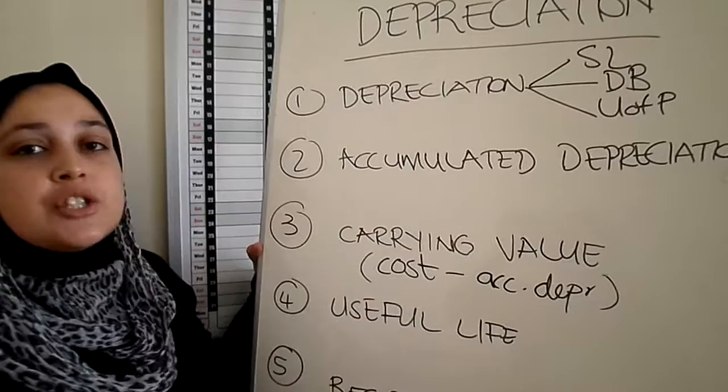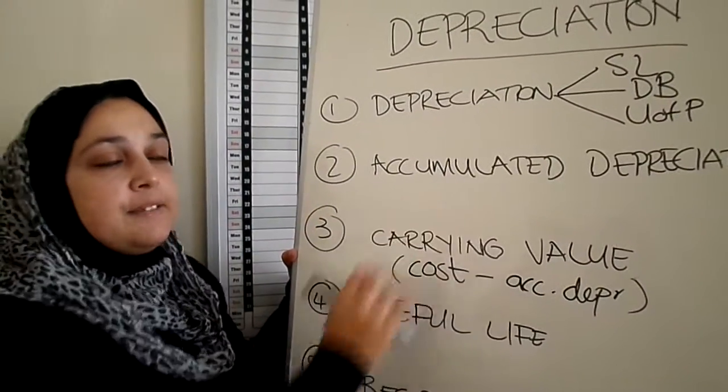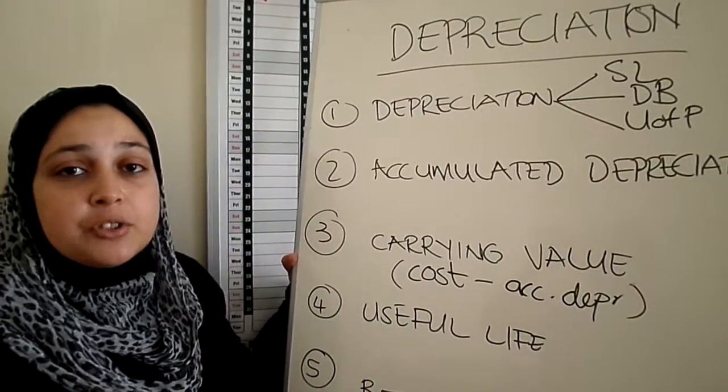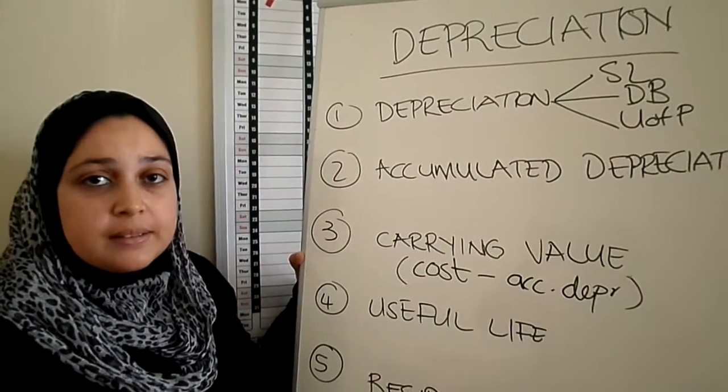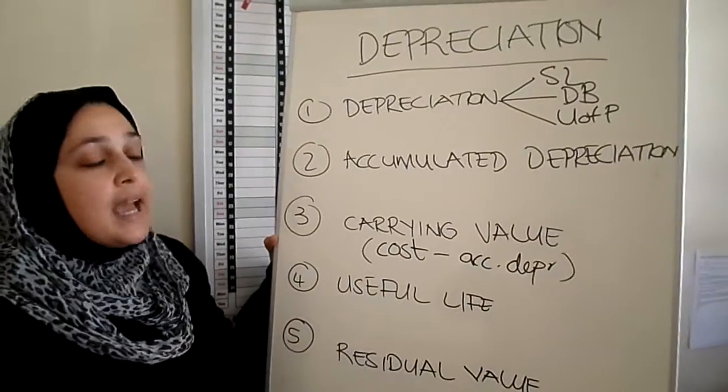Accumulated depreciation is not an expense. It's a negative asset, so it goes into the statement of financial position and it gets subtracted from that category of assets. The third term is carrying value.